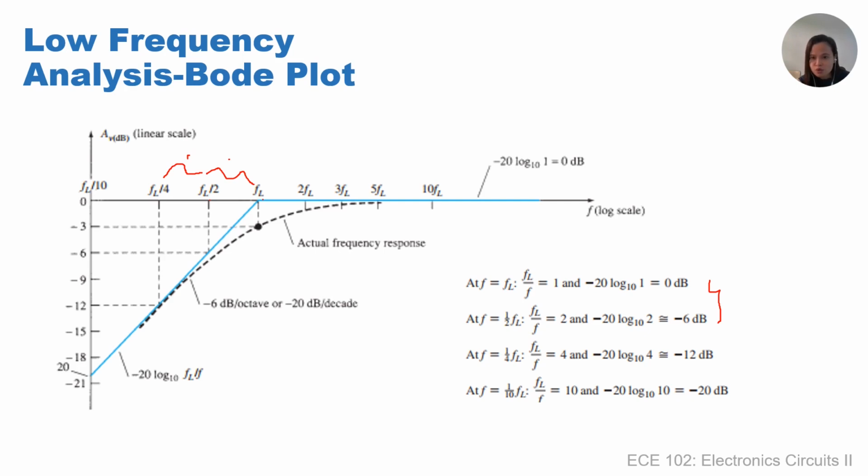Whenever we change the frequency by a factor of 10, or in 1 decade, the change of the gain in dB would be equal to negative 20. So if we change the low cutoff frequency to 1/10, or the frequency equivalent to 1 decade, then the gain difference would be a negative 20 dB change.